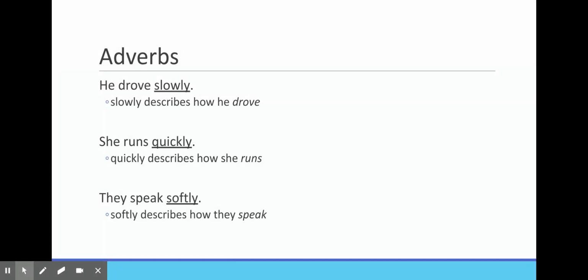So adverbs, as I already talked about, in English usually end in ly. So j'ai 3 exemples. I have 3 examples. He drove slowly, she runs quickly, and they speak softly. And you can see how slowly, quickly, and softly are all describing how they drove, how they ran, or how they spoke.